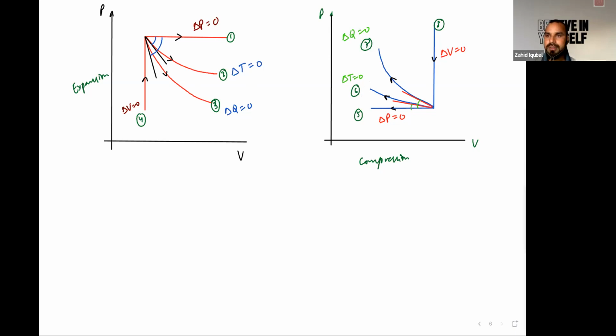Next question: on the basis of area under the PV curve, which is work done, if you have to calculate, just draw the shaded region around it. From this part, you will see that for isobaric, work done is maximum, then for isothermal, and then for adiabatic. But if you draw for this part, it is just the opposite.